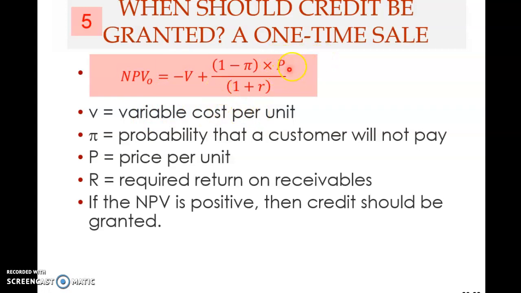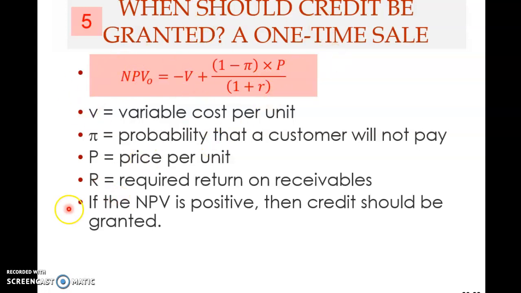P is the price per unit. Then this is 1 minus pi. Pi here is the probability that the customer will default or will not pay, divided by 1 plus R. R is the required return on receivables. This is the discount rate. So why is the formula this way?